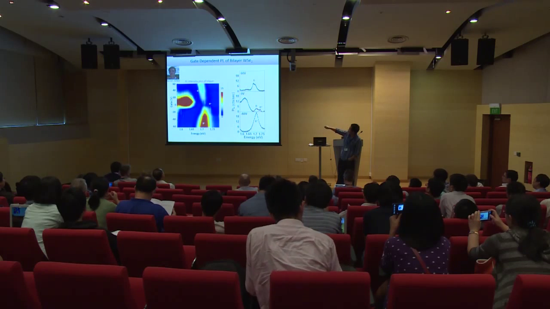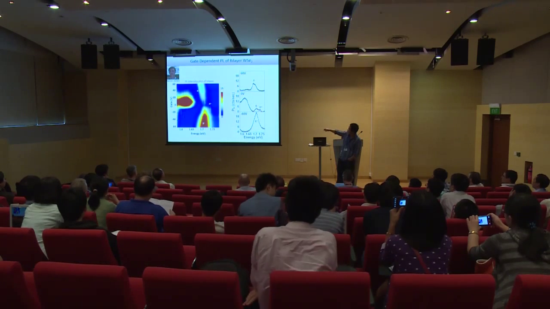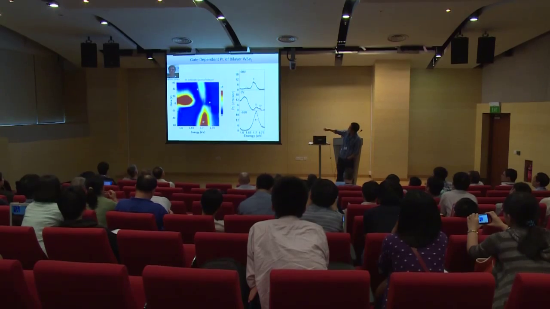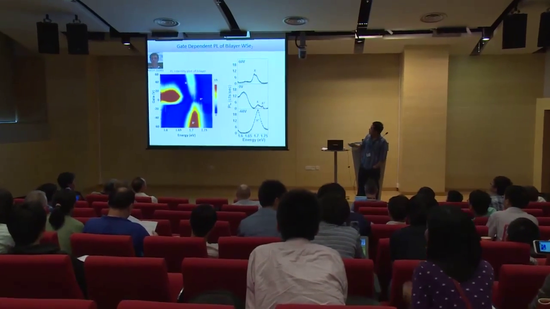And I also show the line cuts from three different gates. At zero gate voltage, we have a neutral exciton, which is kind of tiny, and also negatively charged trions. At the positive gate, we only have X minus, and for the negative gate, we only have X plus. Okay.